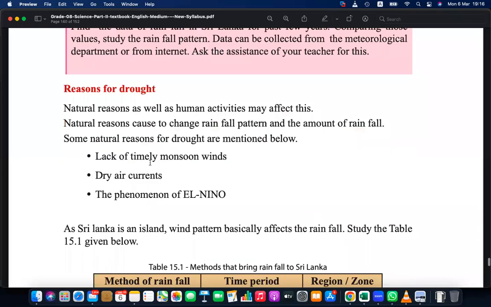Okay, a reason for drought can be lack of timely monsoon winds. So what are these monsoon winds? What are the monsoons that we are having? Common monsoons in Sri Lanka. What are the common monsoons we experience? Southwest monsoon, northeast monsoon, convectional. Conventional is not a monsoon, it's conventional rain, right?